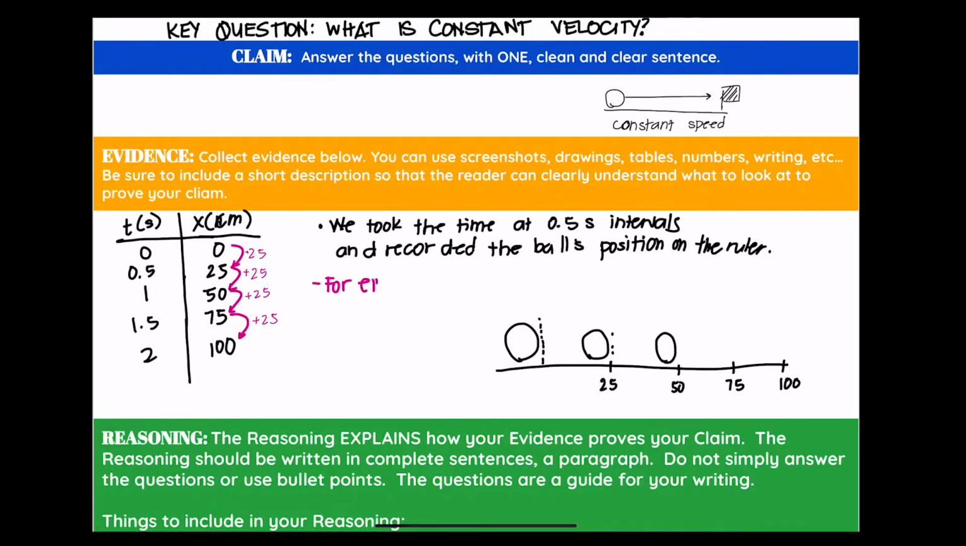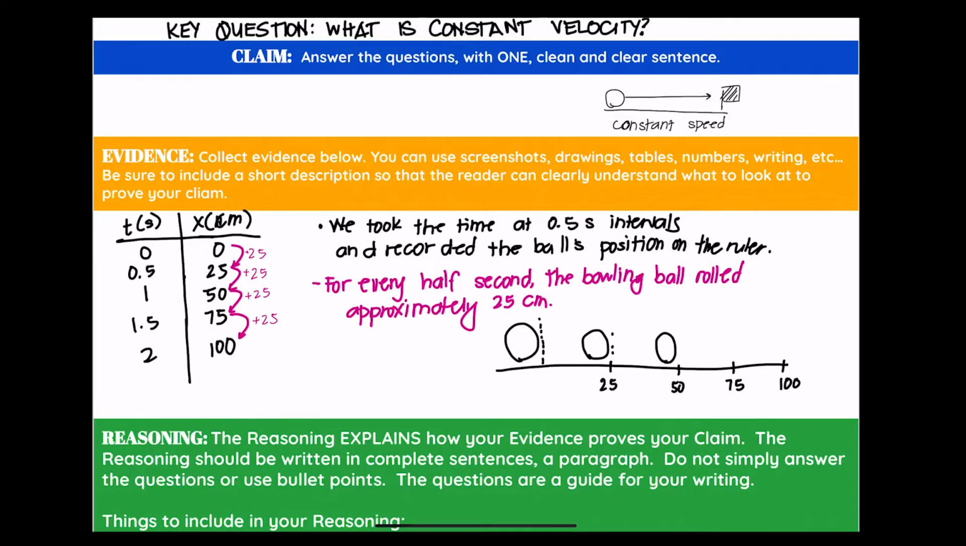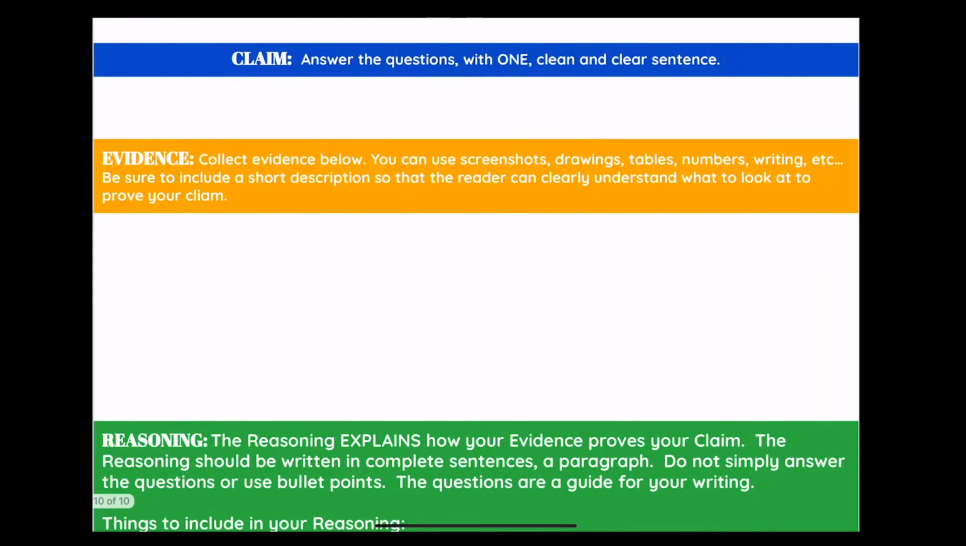And so what we noticed then is that for every half second, the bowling ball rolled approximately 25 centimeters. Now, this was my data, and I don't think that your data would look the same. I made this data up, so make sure you're using the correct data from the Pivot Interactives. Now, that's one way of taking the data down.